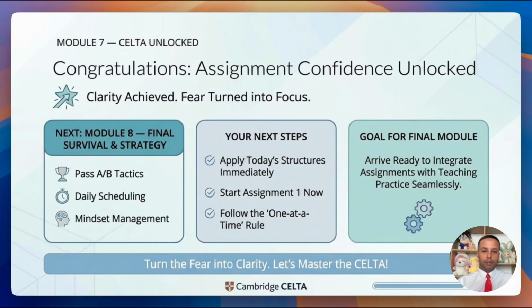Your next steps: apply today's structures immediately. Don't wait until the course starts. Practice now. Start assignment 1 now. If you don't have access to learners, you can just use AI to write example learner profiles, just to train yourself, all right? Just practice. Follow the one at a time rule. Don't try to do everything at once.